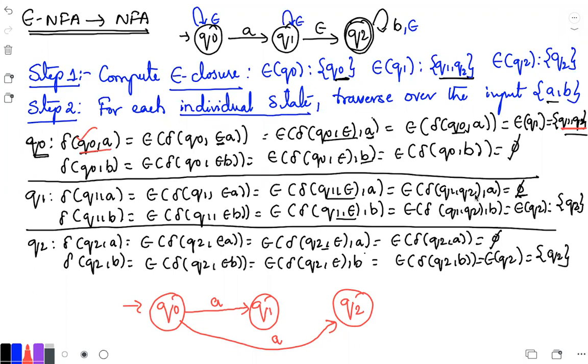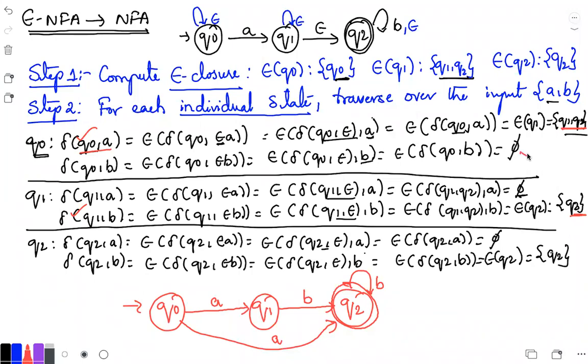Q1 on A, nothing, leave it. Q1 on B, ultimately it is Q2. So Q1 on B, it is going to Q2. Done. Next, Q2 on A, nothing. Q2 on B, itself. Step 3 is marking the final state. So the same. What is the original final state in the NFA? Q2. So here also Q2 will be my final state.